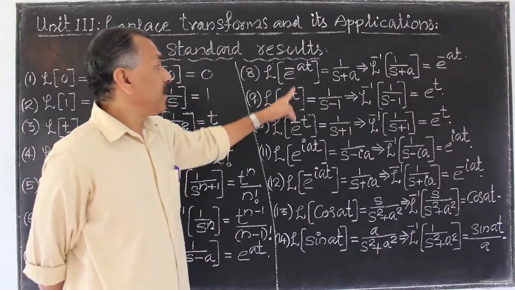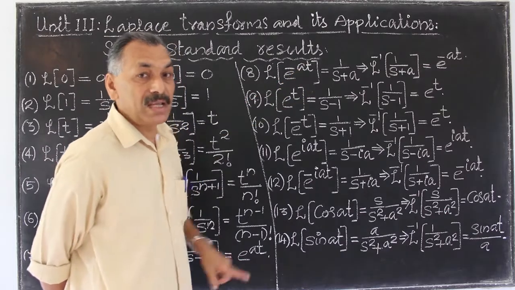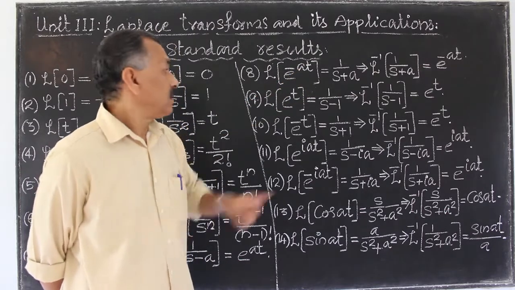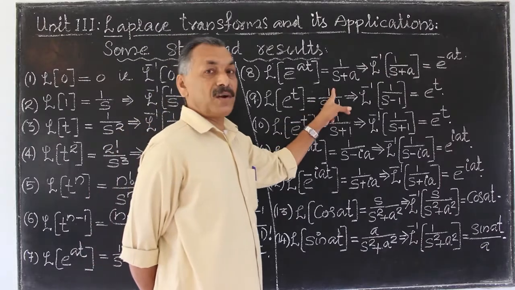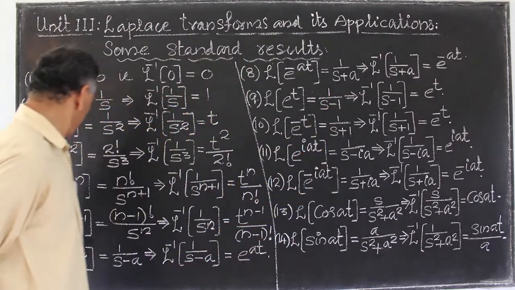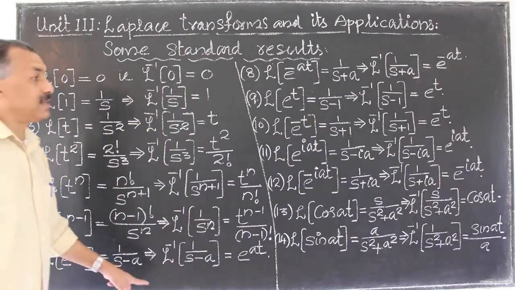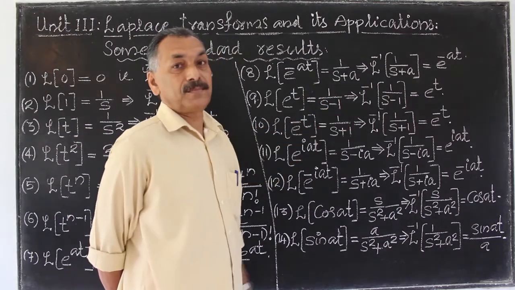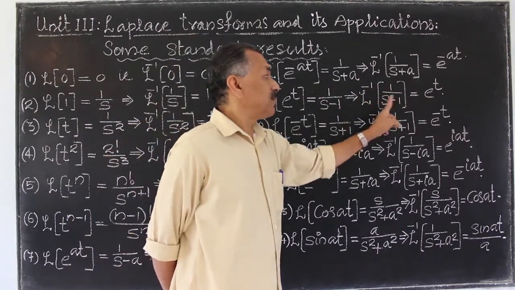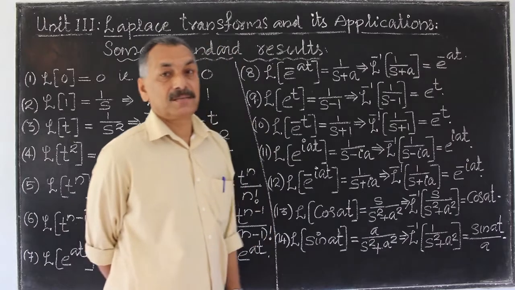Then, instead of a, put a is equal to 1. That is, L of e raised to t: from L of e raised to at equal to 1 divided by s minus a, with 1 in place of a, we get 1 divided by s minus 1. Therefore, L inverse of 1 divided by s minus 1 is equal to e raised to t.